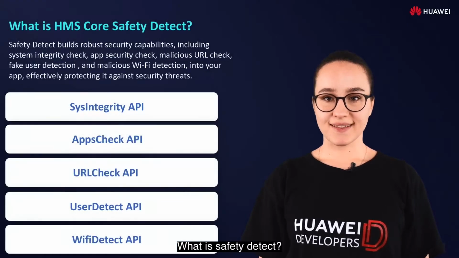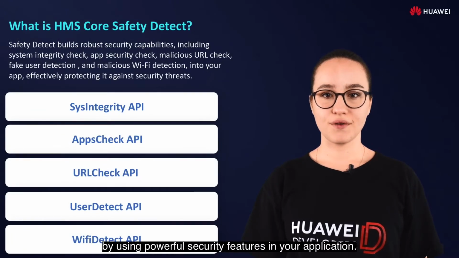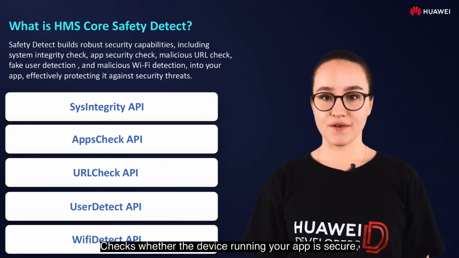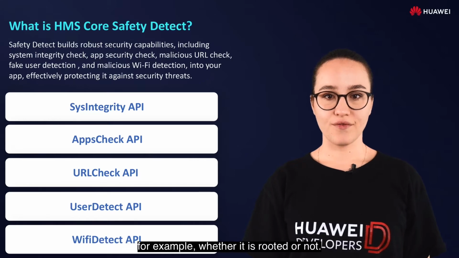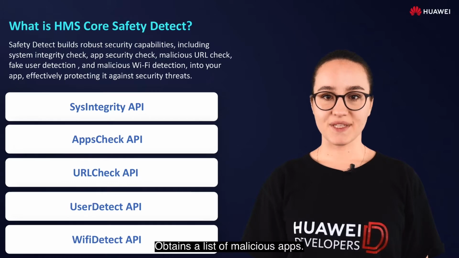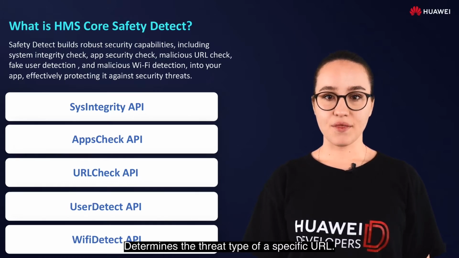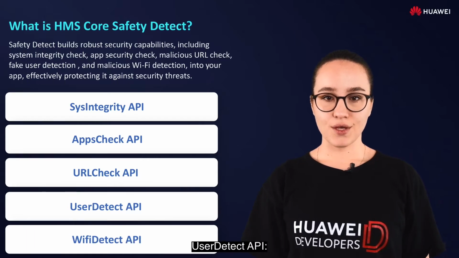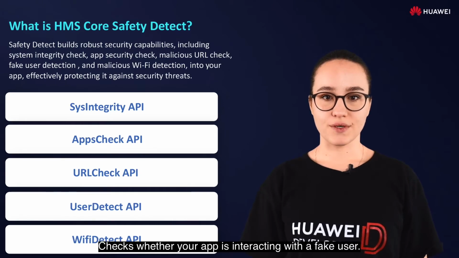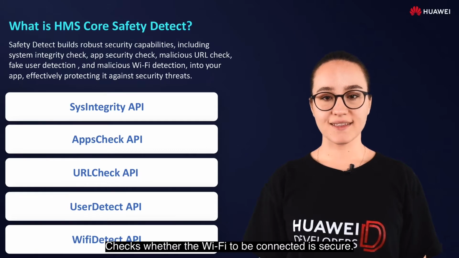What is Safety Detect? Safety Detect protects you from security threats by using powerful security features in your application. SysIntegrity API checks whether the device running your app is secure, for example, whether it is rooted or not. AppsCheck API obtains a list of malicious apps. URLCheck API determines the threat type of a specific URL. UserDetect API checks whether your app is interacting with a fake user. WiFiDetect API checks whether the Wi-Fi to be connected is secure.